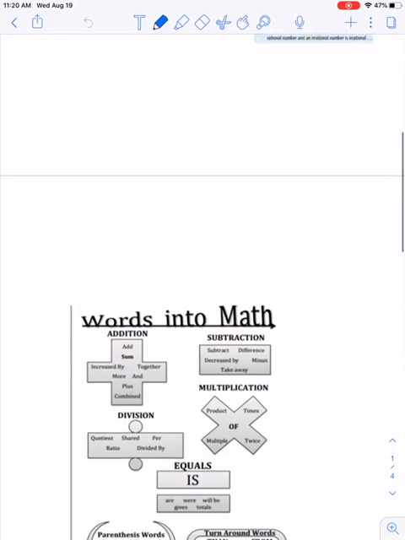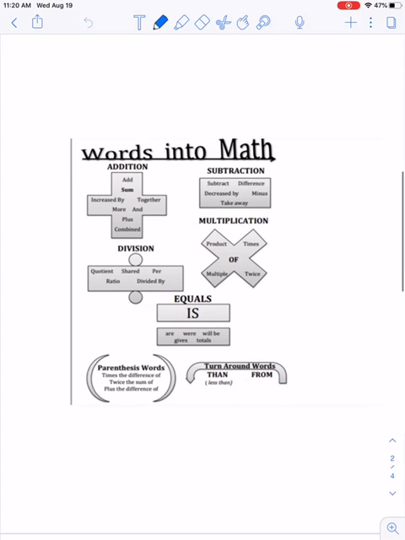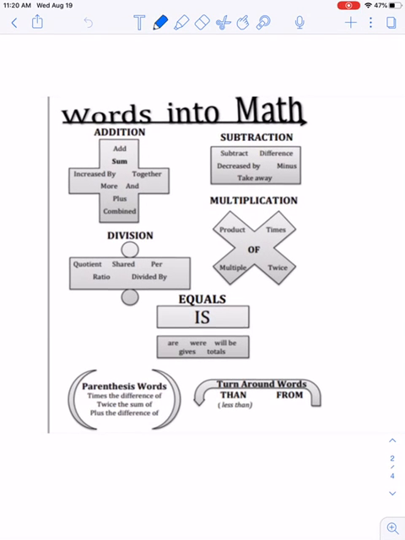So this next slide here is an important slide, and you should definitely take some time and really look at it. These are different words that we use to represent different math symbols. So I'd make sure to read through these. I'm just going to hit a few quick highlights. For instance, if you see the word sum, you should know that means addition. If you see the words decrease by or minus, that should be subtraction.